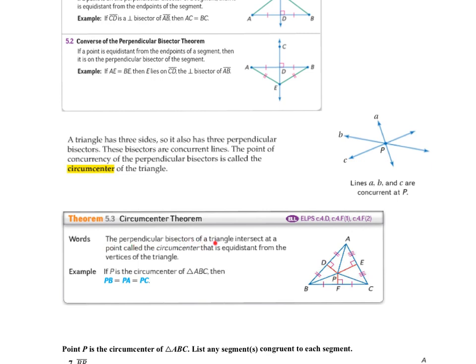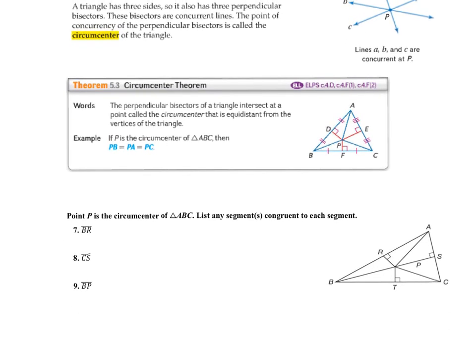The perpendicular bisectors of a triangle intersect at a point called the circumcenter that is equidistant from the vertices of the triangle. That is to say that at the point P here, which is formed by the intersection of these three perpendicular bisectors, point P is equidistant from the vertex A, the vertex B, and the vertex C, such that PB has the same measurement as PA and the same measurement as PC. So, perpendicular bisectors form a point that is equidistant from each angle of the triangle.